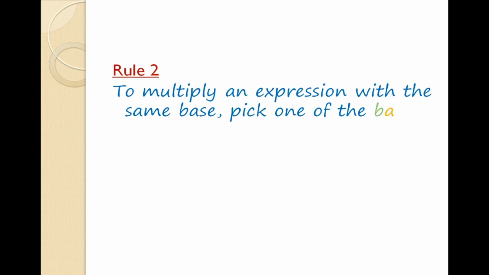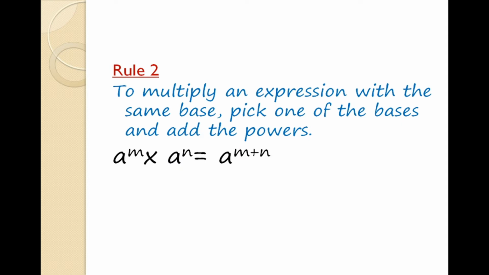Rule number 2. To multiply an expression with the same base, pick one of the bases and add the powers. Now, a to the power m times a to the power n is equal to a to the power m plus n. For example, 2 squared times 2 to the power 3 is the same as 2 raised to the power 2 plus 3, and that is simply 2 to the power 5.